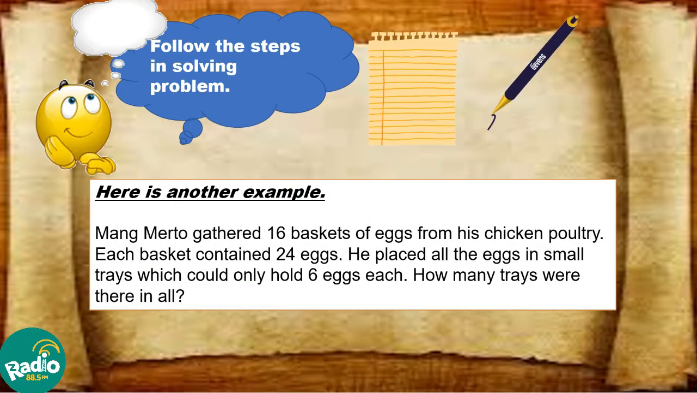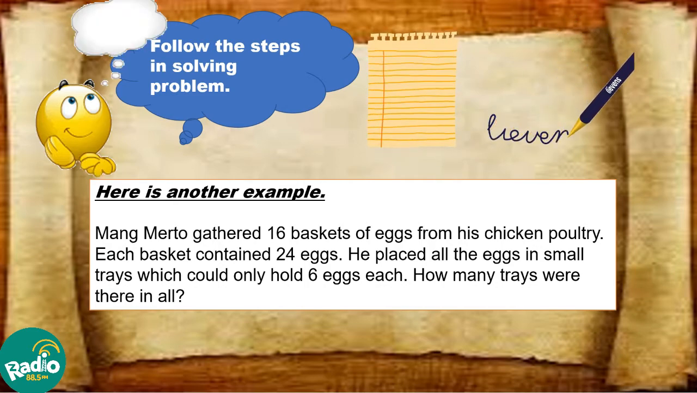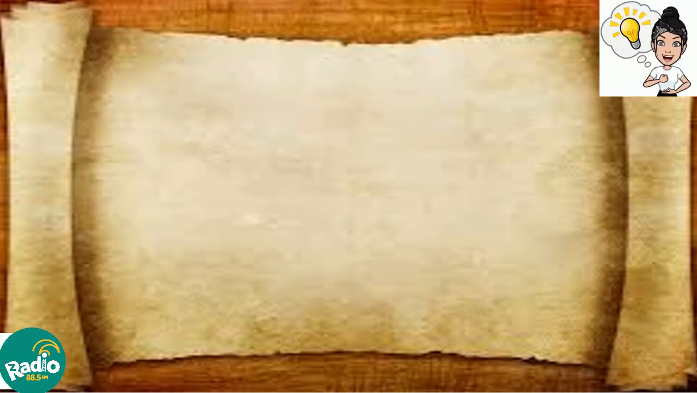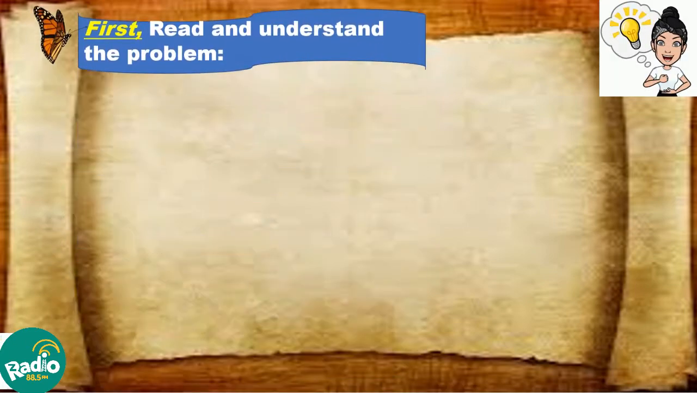Here is another example. Mang Martu gathered 16 baskets of eggs from his chicken poultry. Each basket contained 24 eggs. He placed all the eggs in small trays, which could only hold 6 eggs each. How many trays were there in all? Let us study carefully and solve the word problem. To answer this problem, we need to follow these steps.